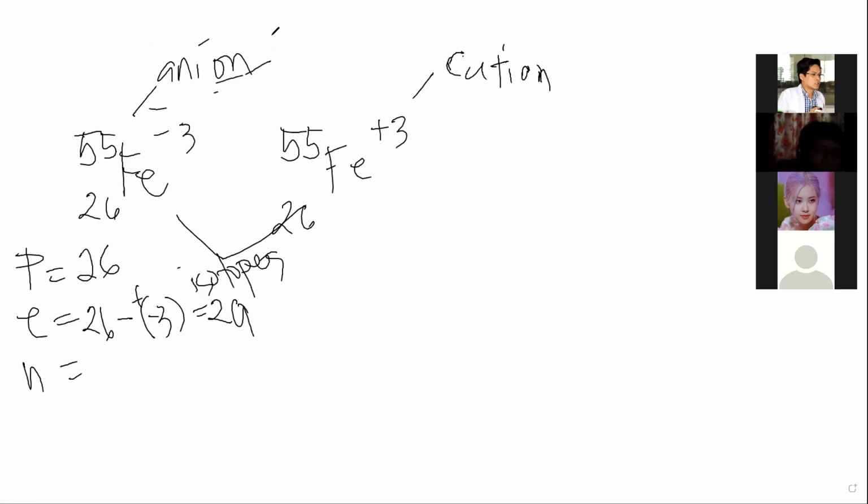What is the definition of an ion? It is a kind of species that has more electrons than protons. Since it has more electrons than protons, it is negatively charged. That's an ion. Okay? How about how to get your neutrons?